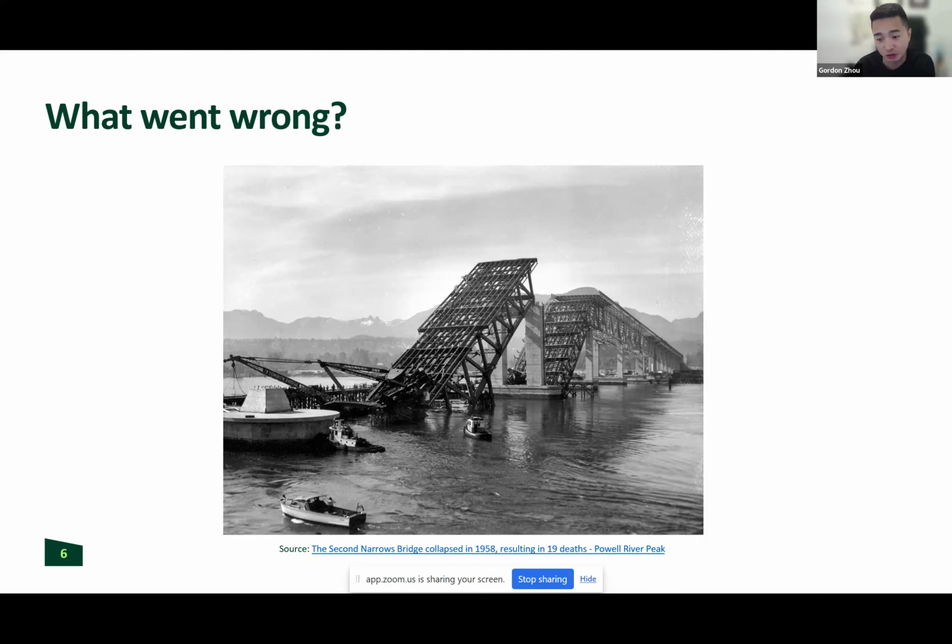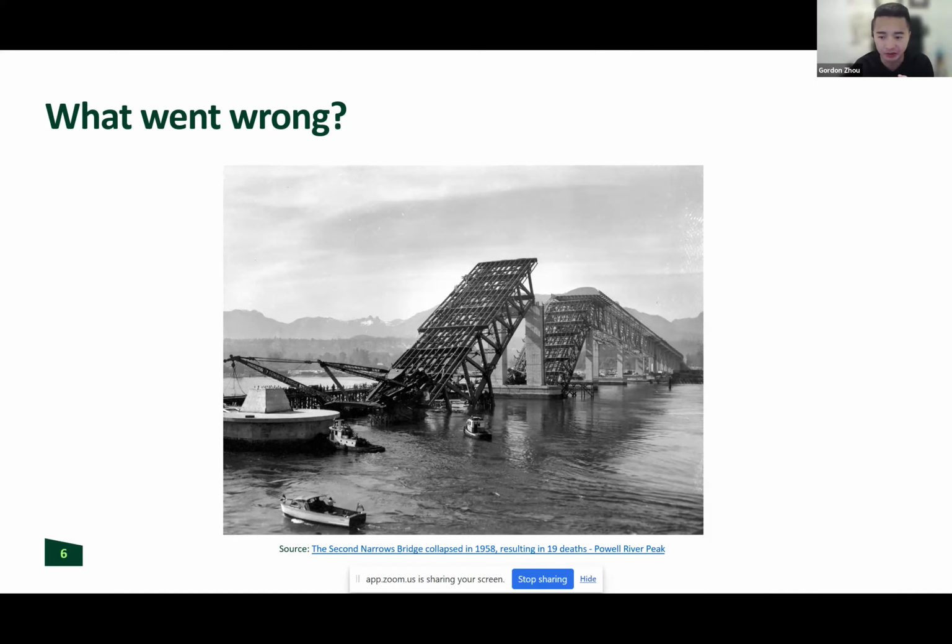The collapse happened on June 17th, 1958, and 79 workers fell into the river, and there were 19 fatalities. It was considered the worst construction accident in BC history, and that's why it was later renamed the Iron Workers Memorial Bridge. So how does it relate to risk management? Obviously, after the incident, a whole forensic investigation was done on what caused this accident, and there were a few key things that came from that investigation.